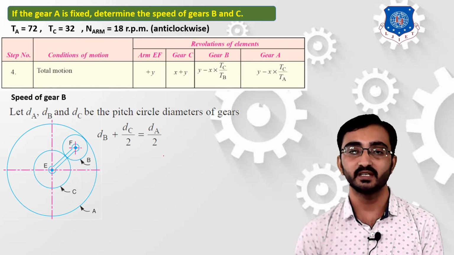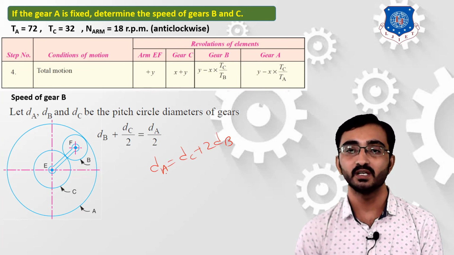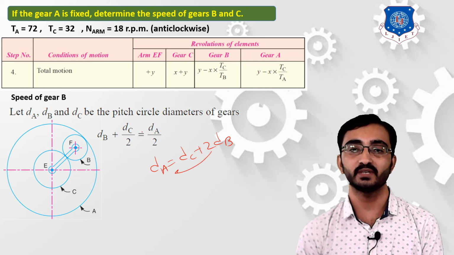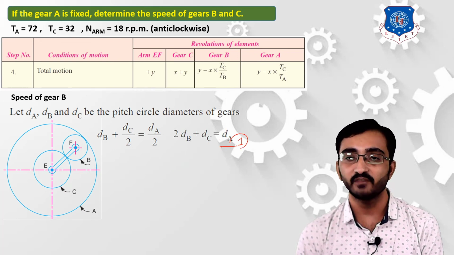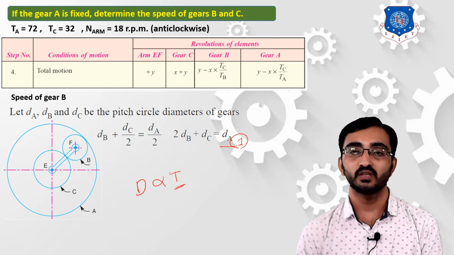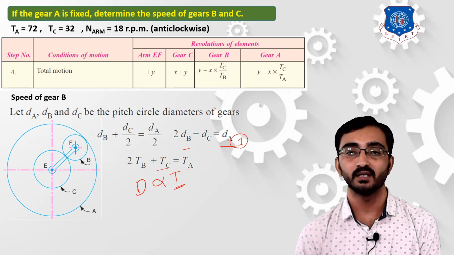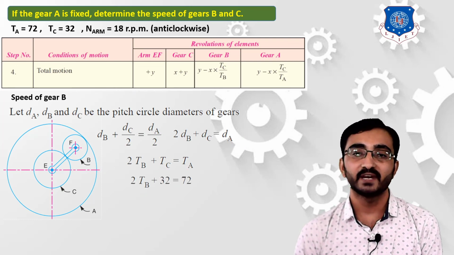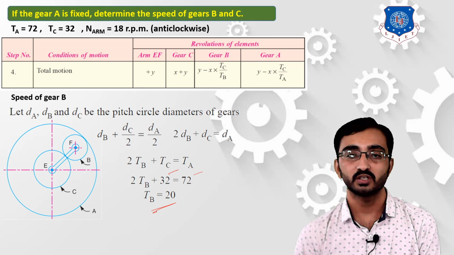So in this case we can simply say that dA is equal to dC plus 2 times dB. By simply dividing by 2 we can say dA by 2 is equal to dC by 2 plus dB. Now using this equation, if you want to calculate the number of teeth, we have a simple relation that the pitch circle diameter is always proportional to the number of teeth of that gear. So in this case we can write down that 2 times TB is equal to TC plus TA. Now by putting the values of TC and TA, we can calculate the teeth of gear B, that is equal to 20.